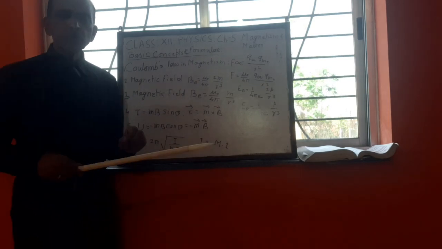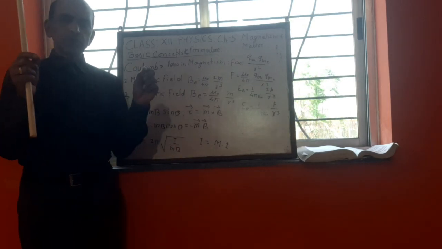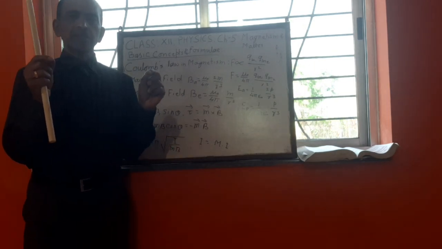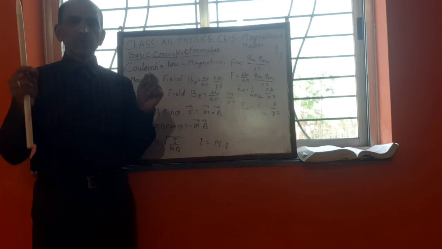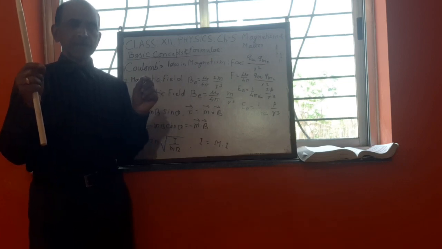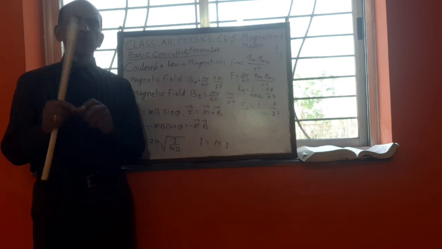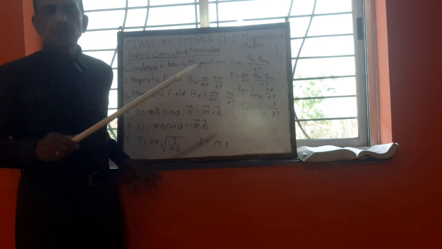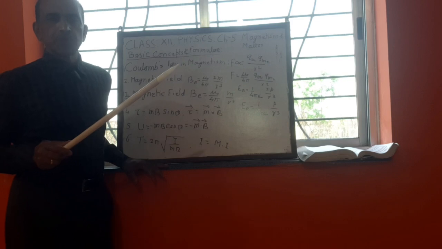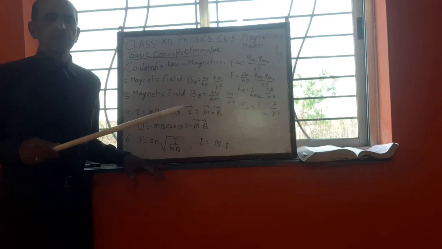Now Coulomb's law you have read. There is some distance between two charges. Coulomb has given the force between two electric point charges: the electrostatic force between two point charges is directly proportional to the magnitude of the product of the charges, and inversely proportional to the square of the distance.